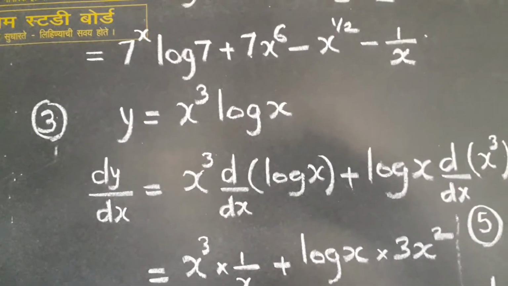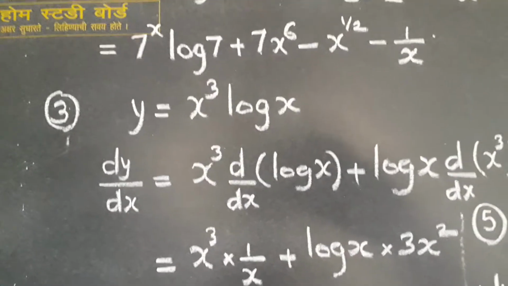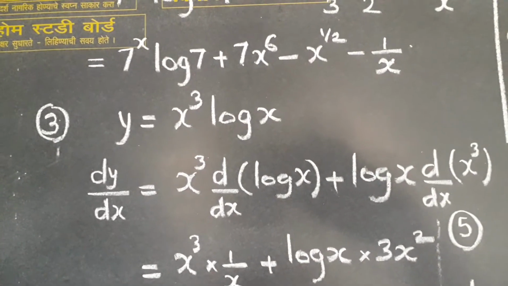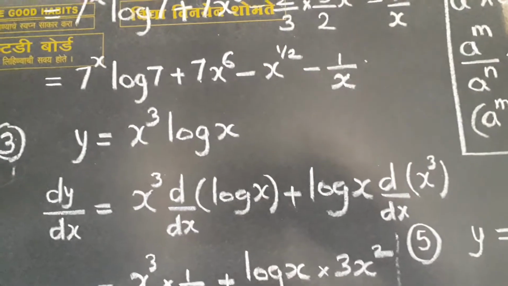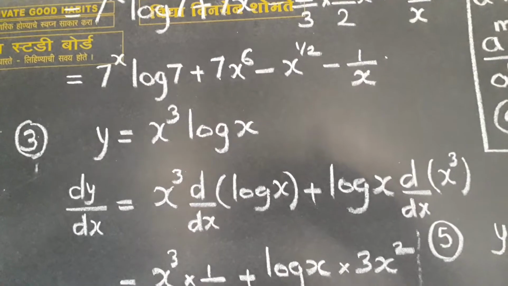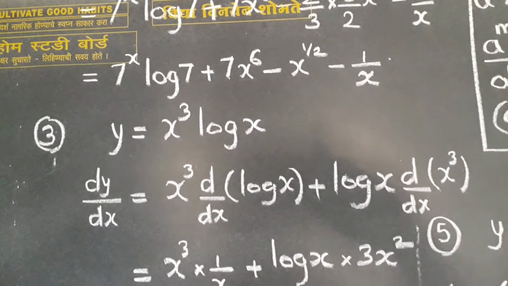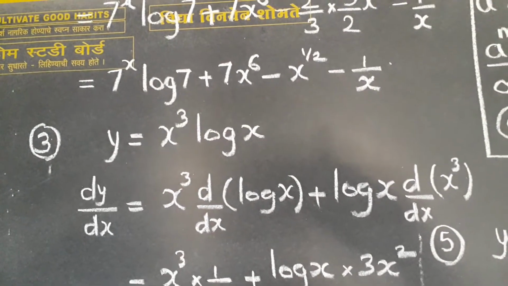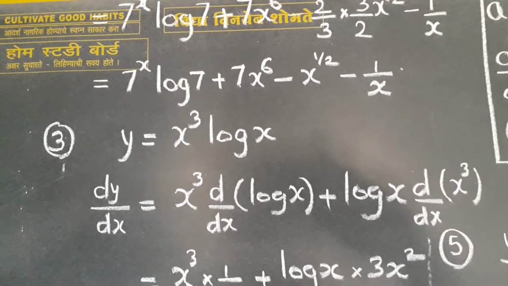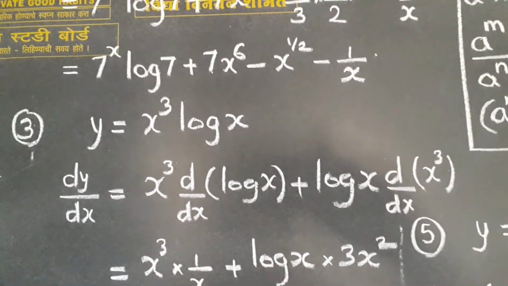So x cube, write it as it is, multiplied by the derivative of the second factor, which is log x, plus the second factor as it is multiplied by the derivative of the first factor, x cube. See that in the product rule we always take the derivative of only one factor at a time, and so term by term you can find the derivatives of both the factors. So this is how we make use of the product formula.